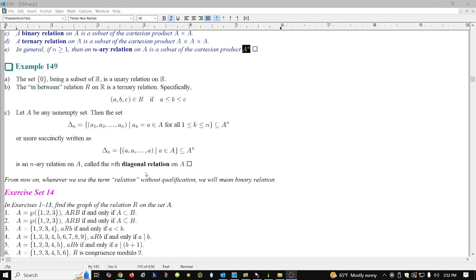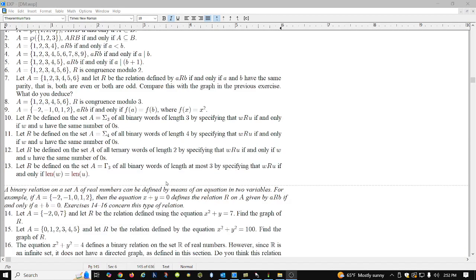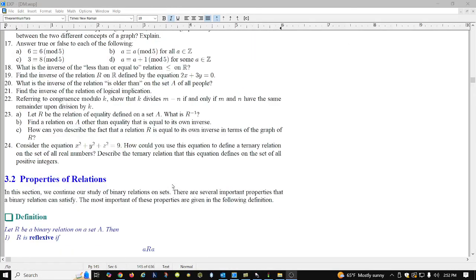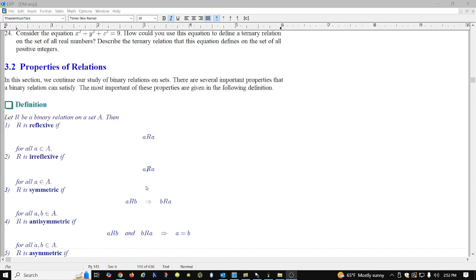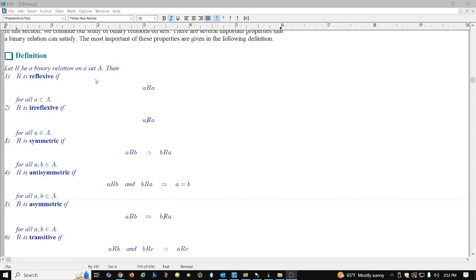That completes the section, and I think then we'll complete the video. In the next video, we'll talk about properties of relations. Remember me mentioning reflexive, symmetric, and transitive.